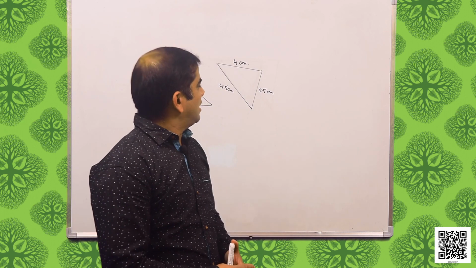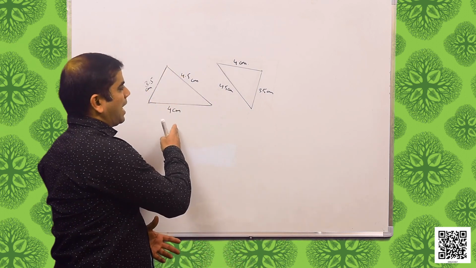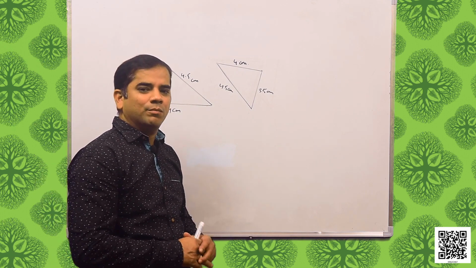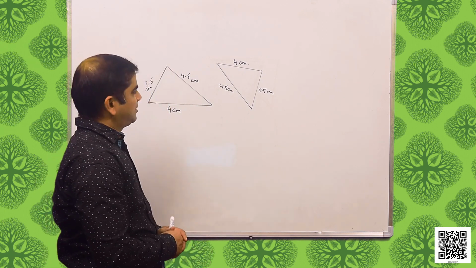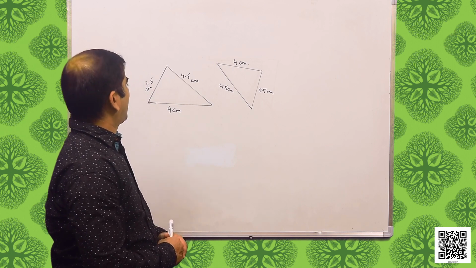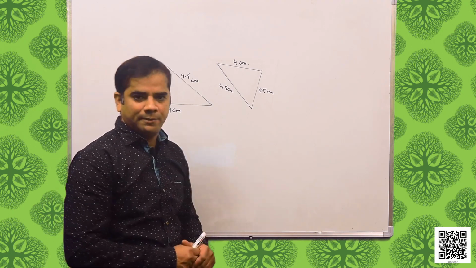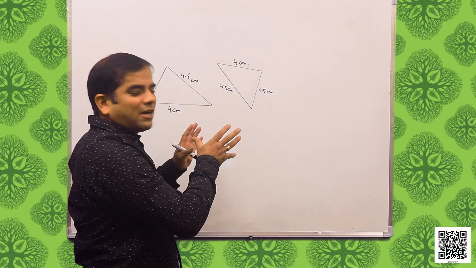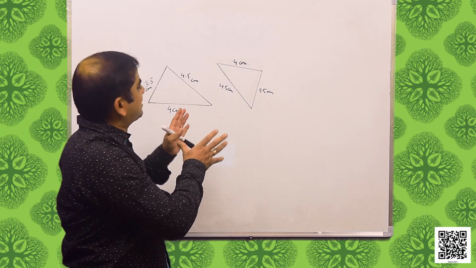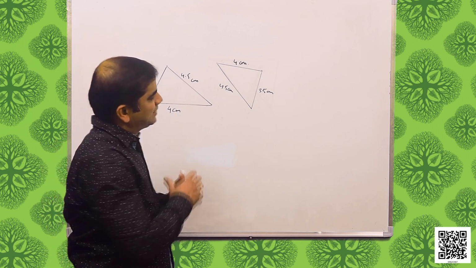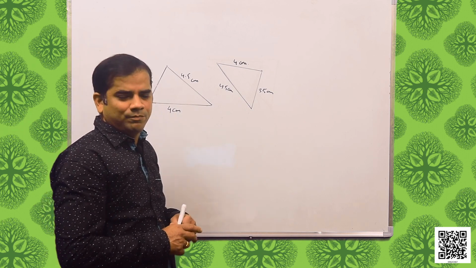As you can see, I have constructed two triangles as given in your book. Both the triangles have sides 4.5 centimeter, 4 centimeter and 3.5 centimeter, okay? The triangles are in some other direction. The directions of the triangles are different from each other, but the sides are equal.